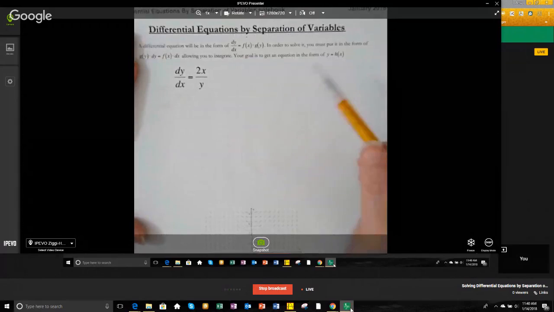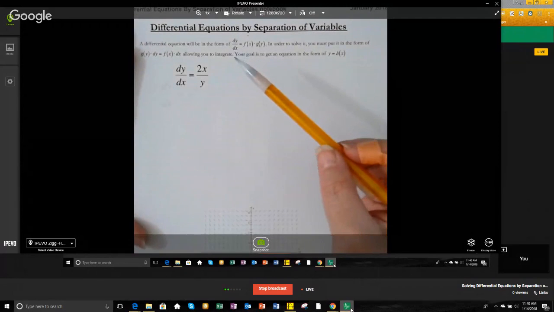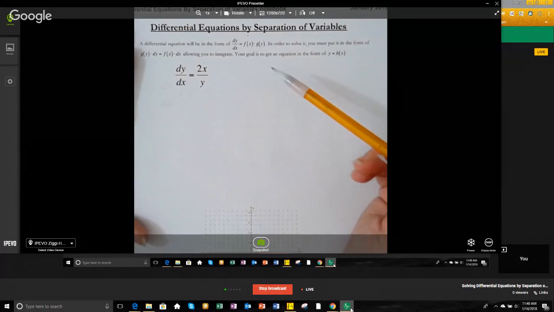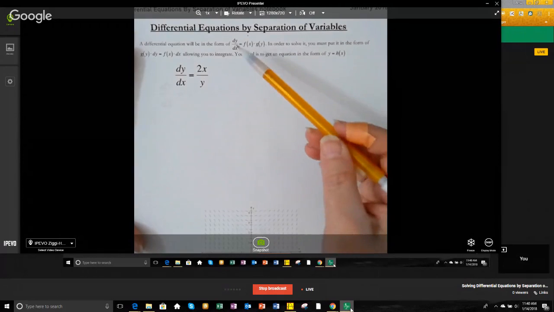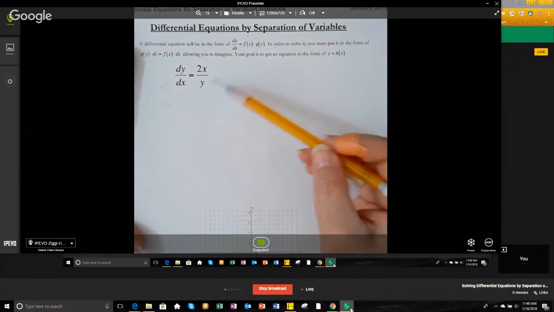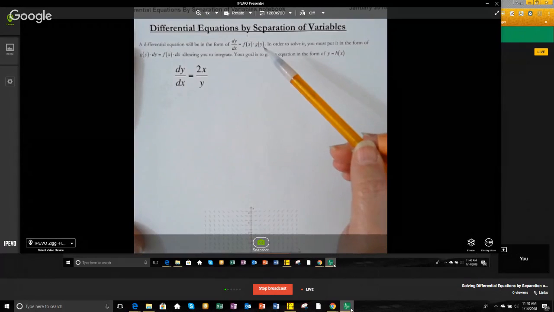All right, we're going to solve some differential equations by separating variables. Let's start with what that process is all about. The first thing you're going to notice is that you have a differential equation, which is nothing but an equation with a derivative in it. The equation I have here is dy/dx equals 2x over y, and it's of the form f of x times g of y.